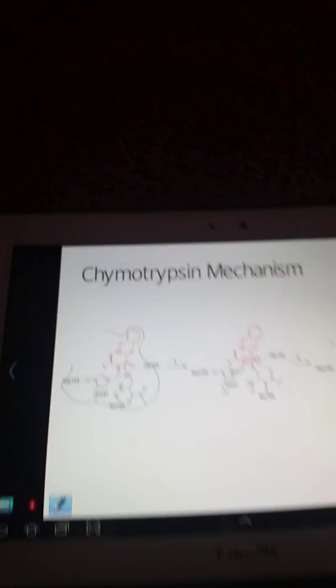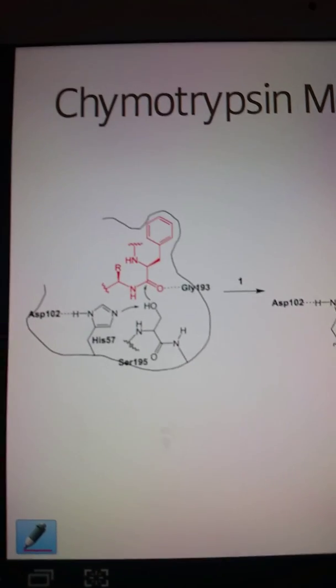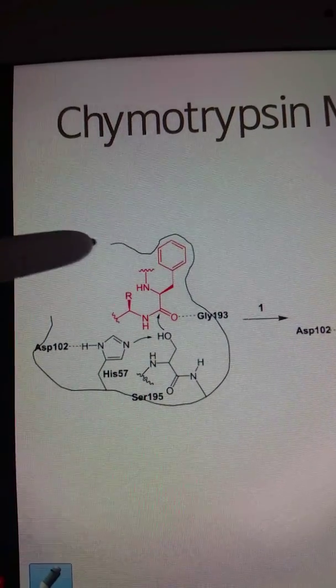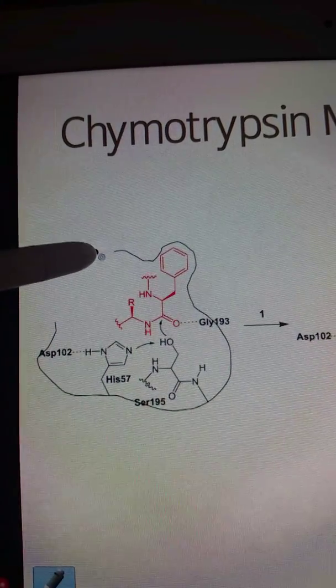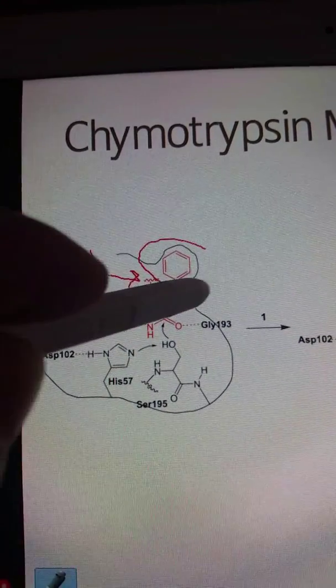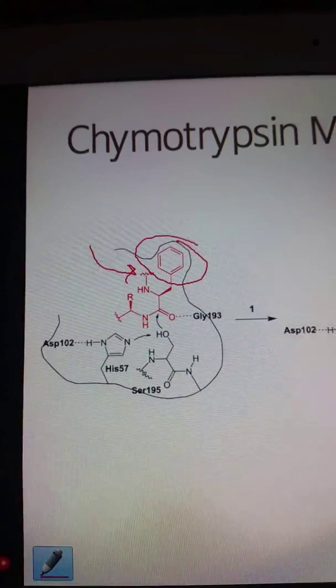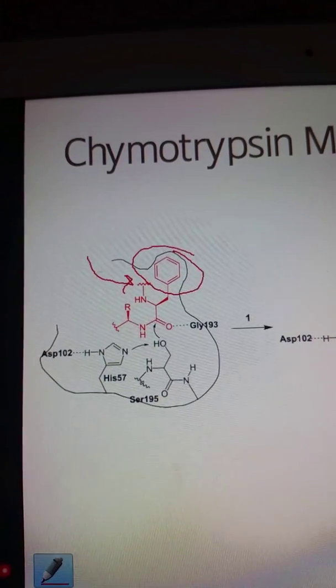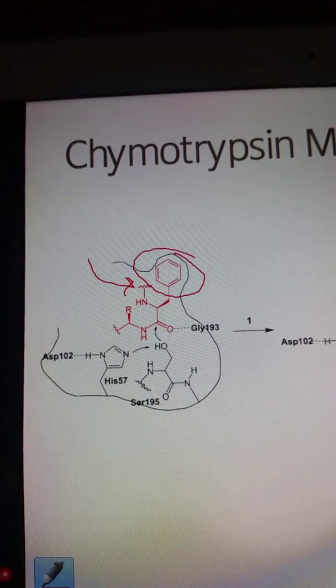So let's look at chymotrypsin's mechanism in a little more detail. Remember, it's going to cleave at phenylalanine. If we look at the binding pocket of chymotrypsin, phenylalanine can come in and tuck its little hydrophobic aromatic ring into the cleft, which is then further stabilized by glycine. Serine, histidine, and aspartic acid here are called your catalytic triad.